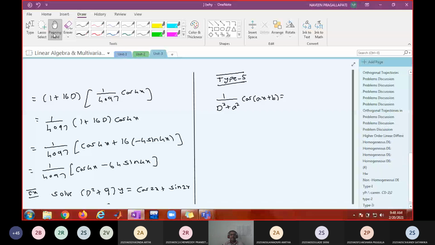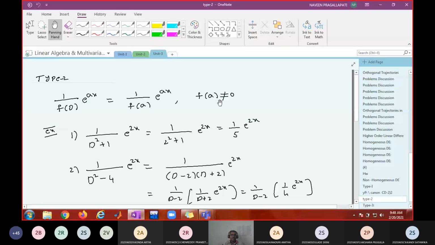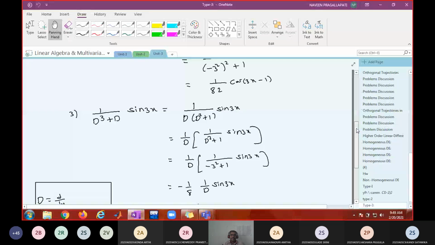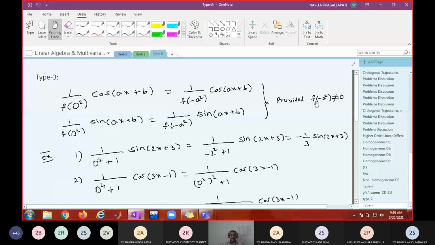If you try to apply the type 3 formula, is this type 4 or type 3? Sorry, it has to be type 4, I guess. If you replace d square with minus a square, what do you get? Minus a square plus a square is 0. If f of minus a square equals 0, type 3 fails, you cannot apply type 3. Then you try to apply type 4.